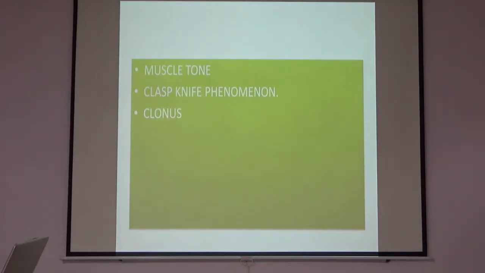Then we have clonus. What do you mean by clonus? It is again seen in upper motor neuron lesion. Here there is regular rhythmic contraction of a muscle subjected to a sudden and maintained stretch. When the stretch is sudden and it is maintained, then this causes a regular rhythmic contraction of the muscle.